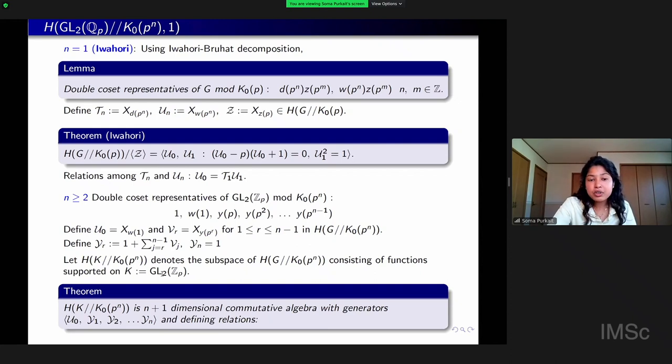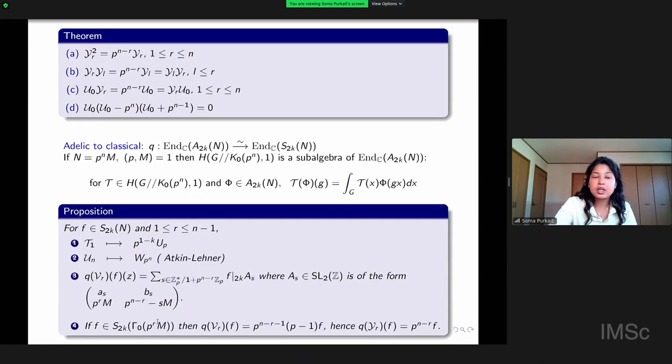Okay, so we show that the Hecke algebra of K modulo K_0(p^n) is an n plus one dimensional commutative algebra. It is generated by U0 and Y_i's, i going from 1 to n, and having the defining relations given by essentially a quadratic and a cubic relation. U0 satisfies a cubic, as you can see, over here, and the Y_i's satisfy this quadratic, so they have eigenvalues 0 and p to the power n minus r, and then U0 and Y_i commute.